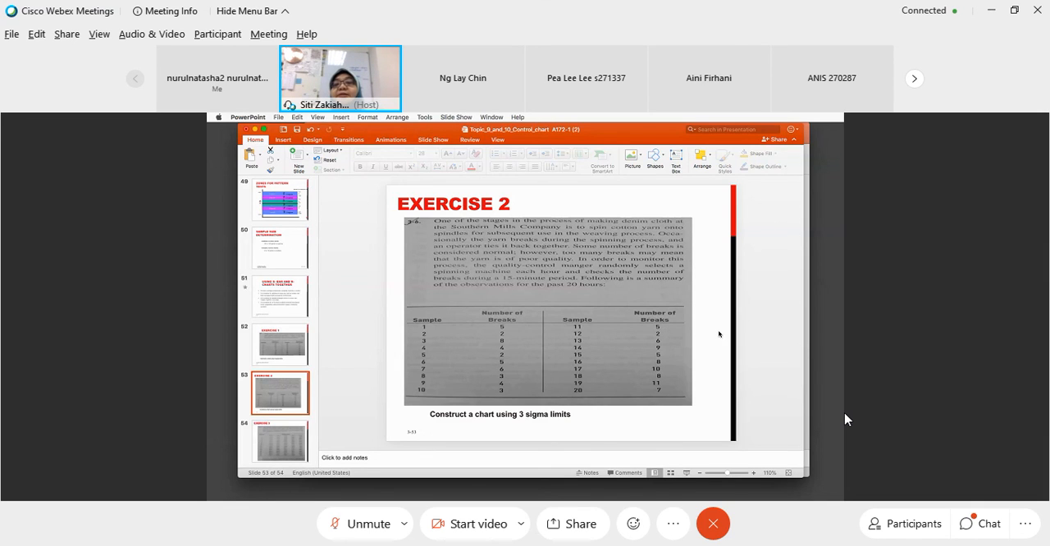Actually, once you know the concept of this SPC, it's not that difficult. You just make sure that you know the formula. The formula will be given. Just know the data, which type of data to use, and which formula to use. Any other question, guys?